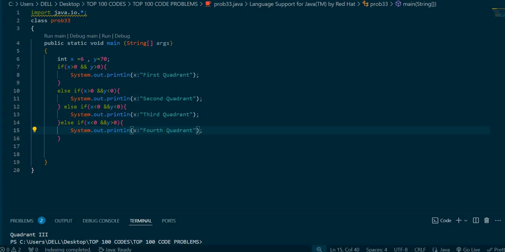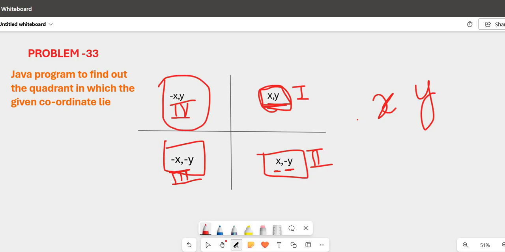Now that was the condition for our four quadrants, but there may be a situation when your coordinate point is just lying on an axis. It may be lying on the axis line only. It won't be in any quadrant, only on an axis line. If your point is lying on the y-axis, then the value of x will be 0. If it is lying on the x-axis, then the value of y will be 0.